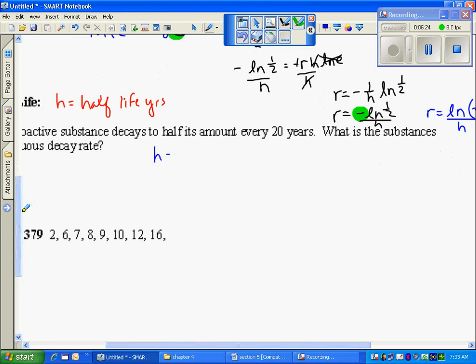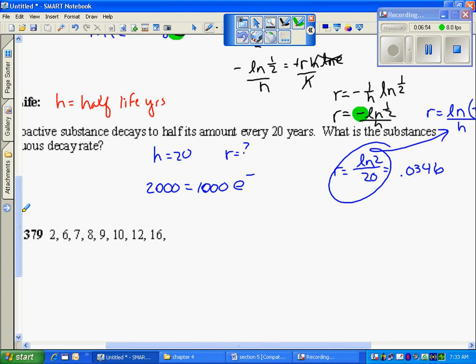So in this case, I know that h is equal to 20. I'm looking for r. So I have a substance. Doesn't matter how much I end up with. If it's half, e to the negative r. And so how do I find r? Well, r then is equal to the natural log of 2 over h, which is 20. Plugging that in your calculator. Now, where did I get this? We just showed where it came from there. So it's going to be negative 0.0346 raised to time, t.